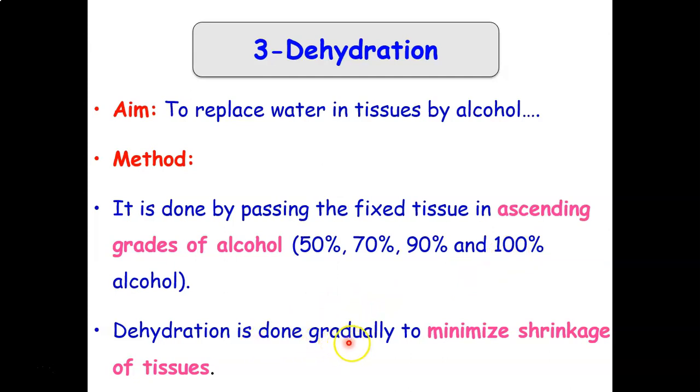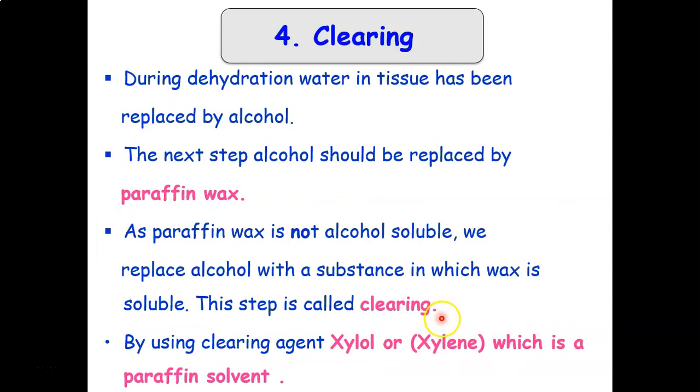Dehydration should be gradual. Why? Yes, to minimize shrinkage of the tissue. If you imagine you put the tissue within the absolute alcohol directly, you will get shrunken tissue and distort the shape of the tissue.